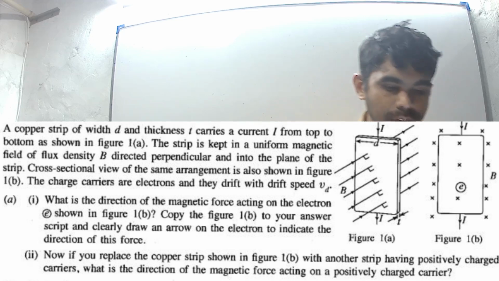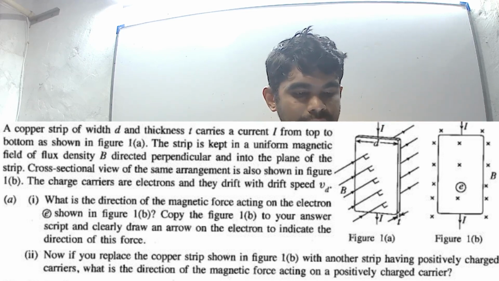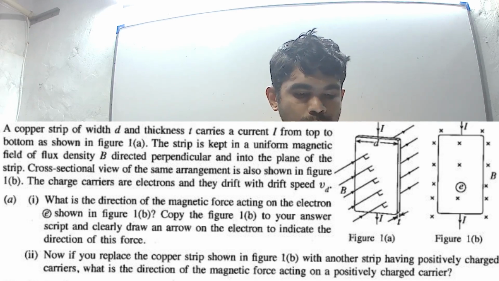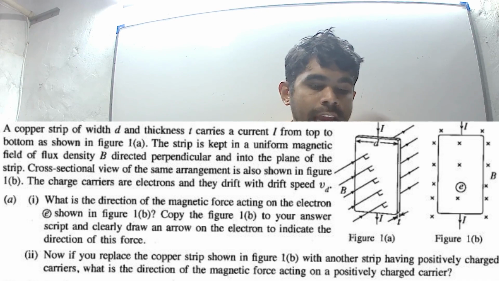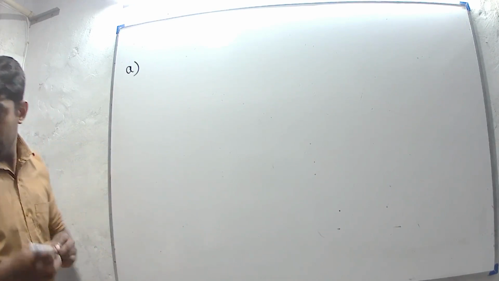Part A1. What is the direction and magnitude of force acting on electron E, shown in figure 1b? Copy figure 1b into your answer script and clearly draw an arrow on the electron to indicate the direction of the force. Part A. I will draw the given diagram.